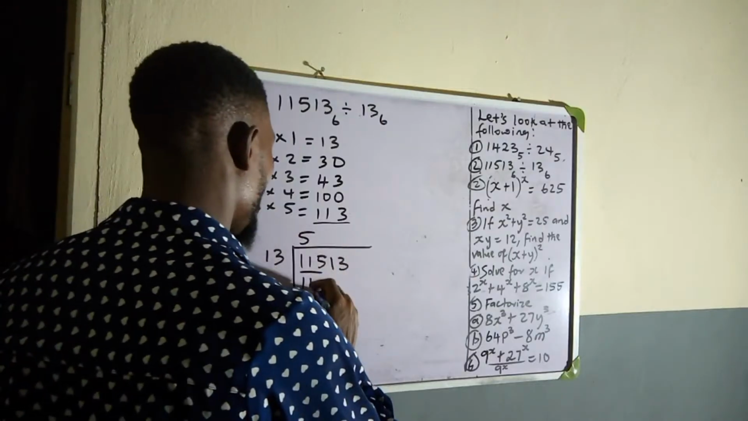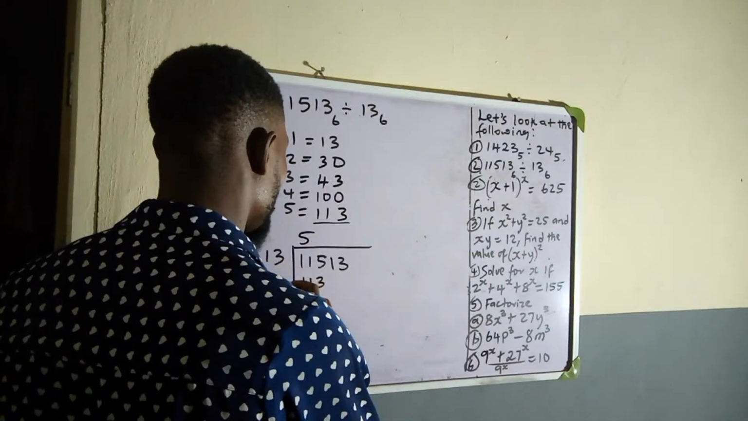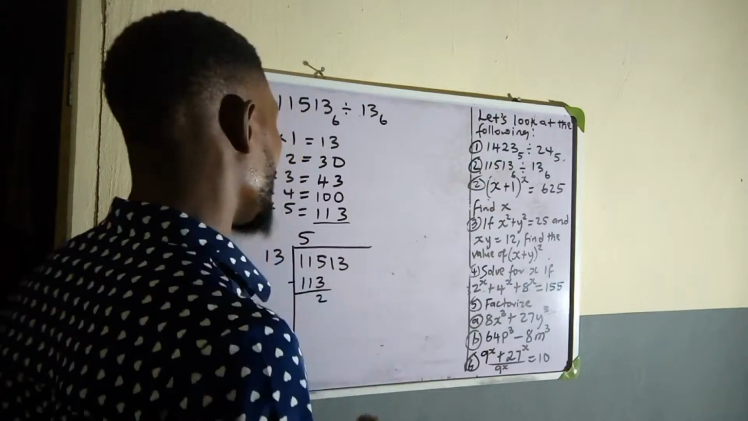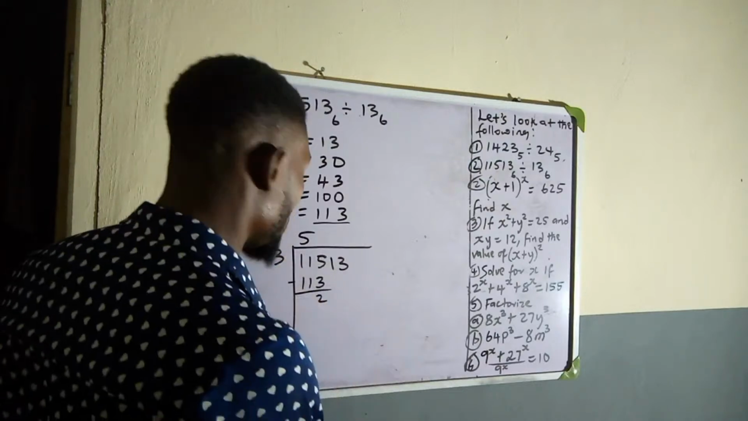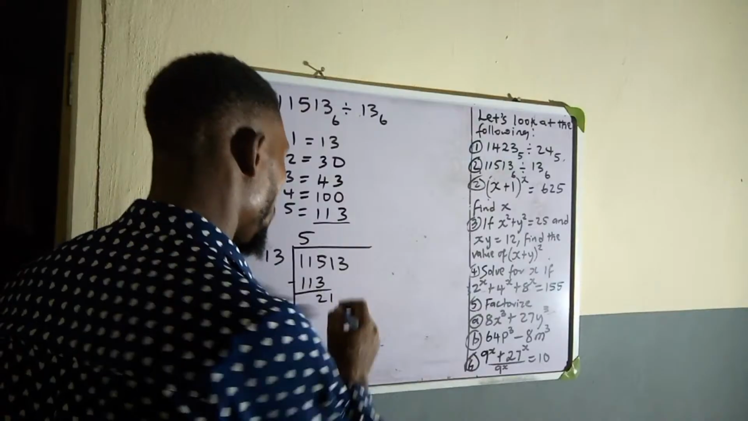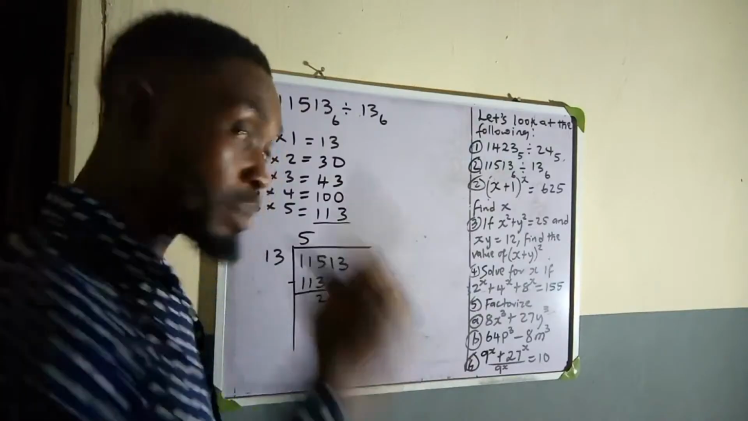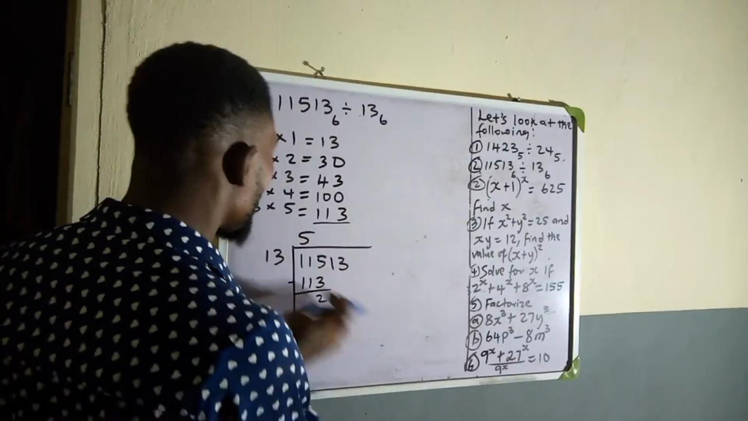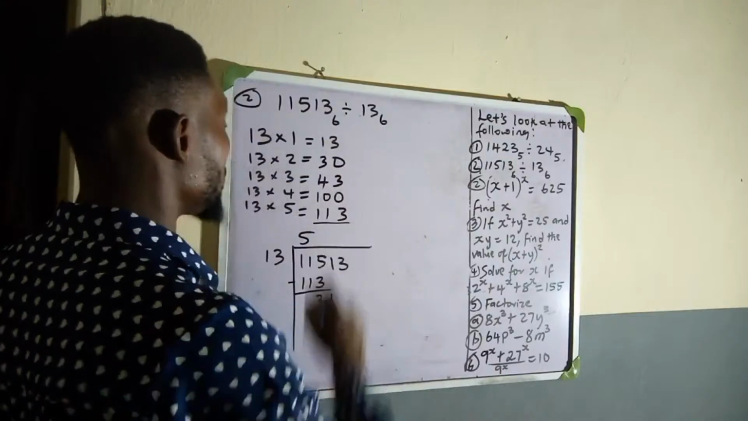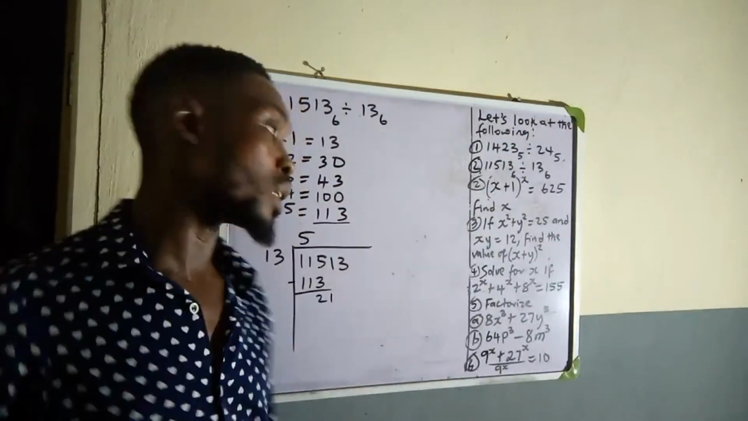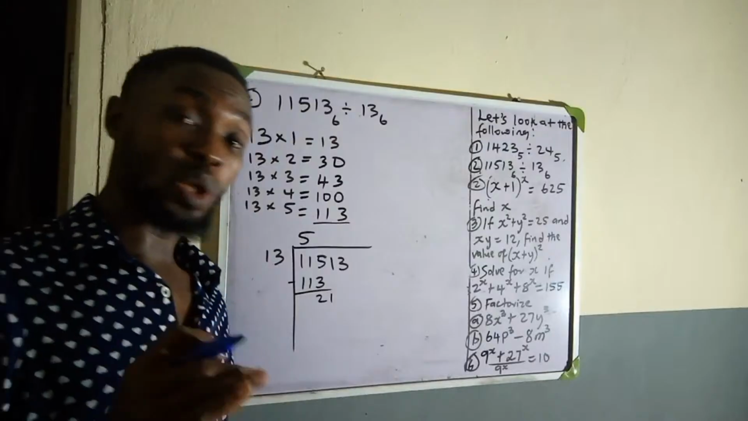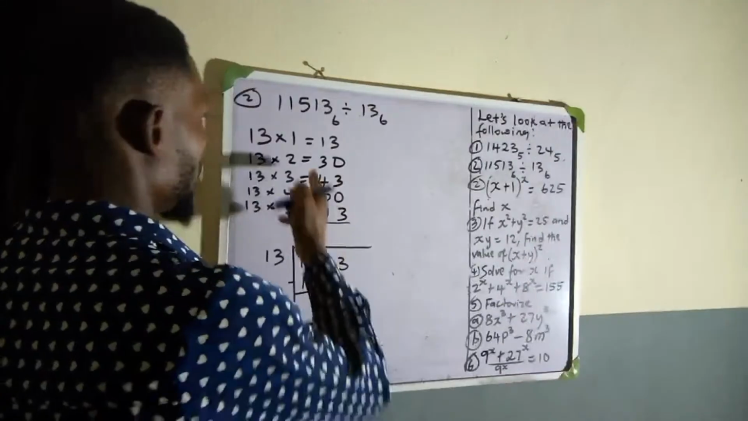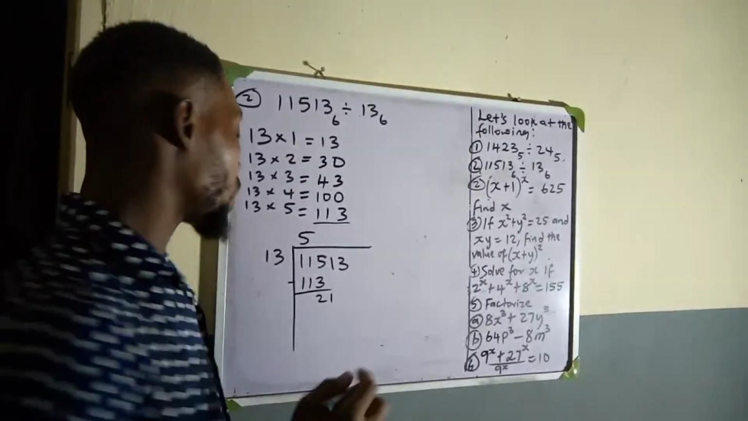13 times 5 is 113. If you subtract 113 from 115, you're going to have 2. Then we bring down 1. Remember, you'll be bringing down the digits one by one. So we have 21. 21 divided by 13: we go back to our multiplication table and take 13 times what will give us 21 or something close to it but less. I think we have 13 times 1, because the next one, 13 times 2, is 30, and is more than 21.